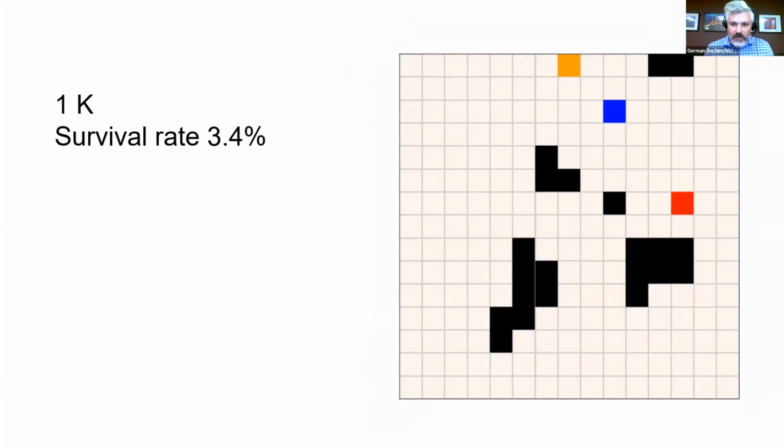With this minimal sample from the tree, the survival rate climbed to 3.4%. Remember, at 100K, 100,000, we used to have 0.01%. So it was very small.